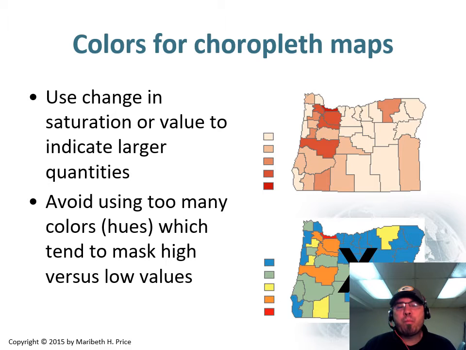So the problem with the map on the bottom goes back to that percent Asians example I gave you before, is that color scheme doesn't tell you anything. What does blue mean as opposed to orange? There's no breakout pattern that can really help you with that.